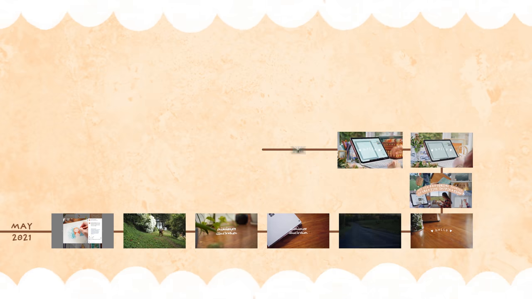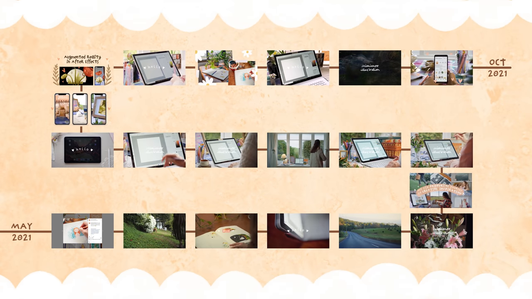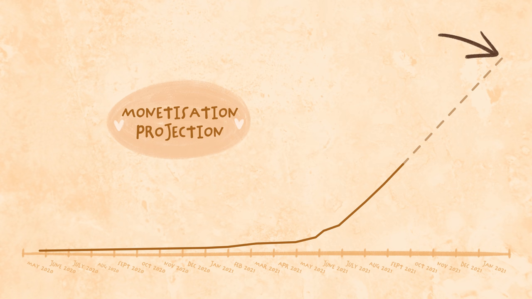From May onwards, we committed to releasing a video every week as much as we could, and from then on our channel grew pretty steadily, and with our rate of growth at the time, we had expected to be monetized in about 5 months from now.